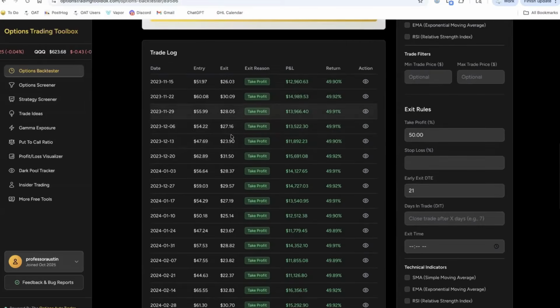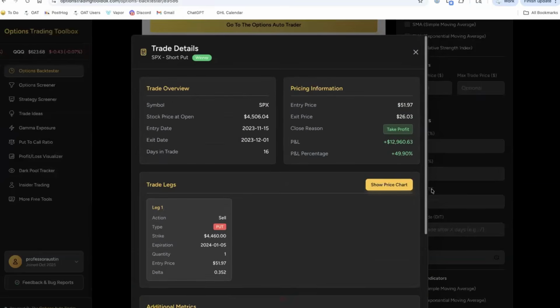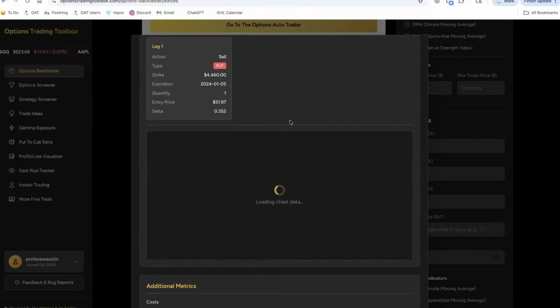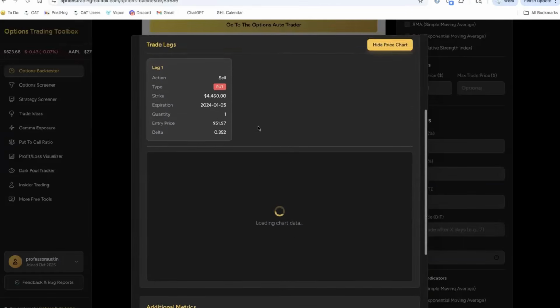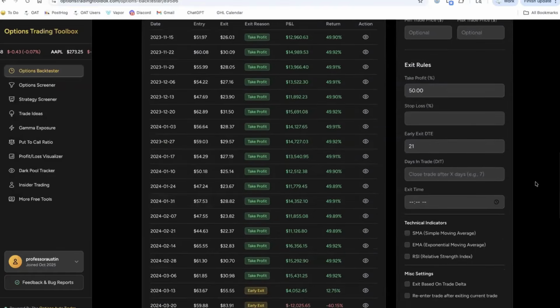I also see the trade log here. Again, this is just beautiful, the trades across time. Just to show you here, you can click on action to see all the details behind the trade, including the price history of that chart, what it had done, all that stuff. Taking a bit longer to load, probably because I'm using a lot of internet with Zoom here, but you can see all that data here.